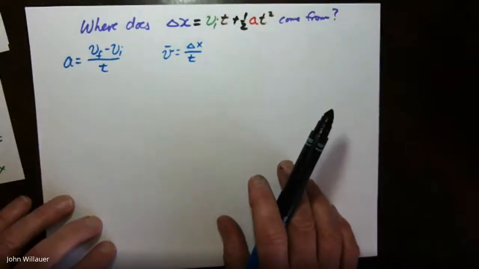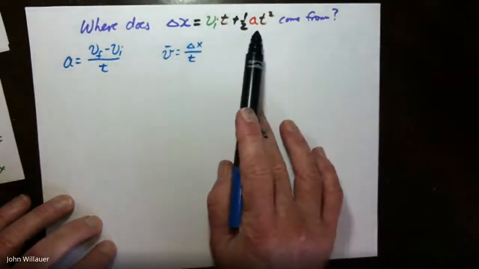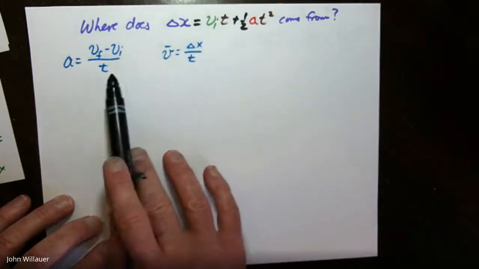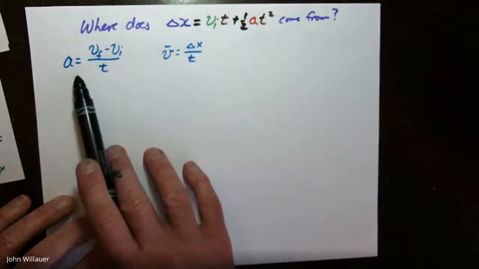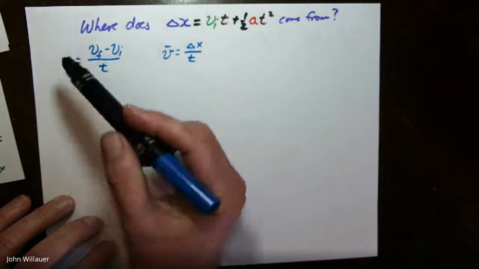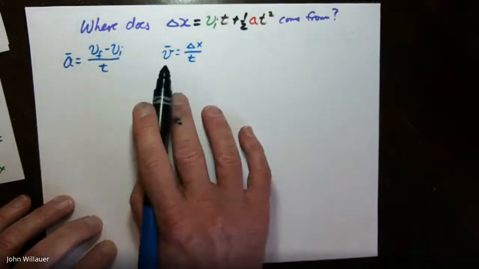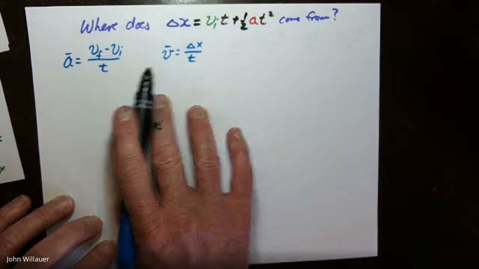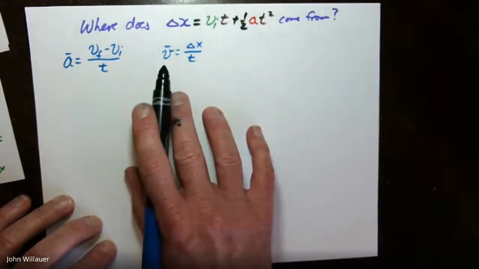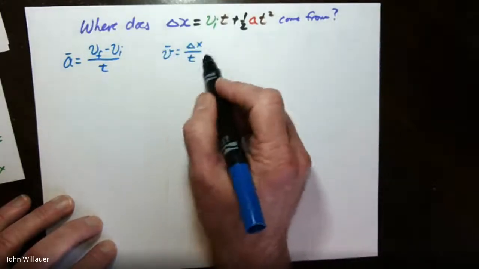All right, if you're sticking with me, you want to know where the heck does this thing come from? And it actually comes from the idea of acceleration, average acceleration, and average velocity. So one thing I need to tell you about average velocity, this is how we told you to figure out an average.